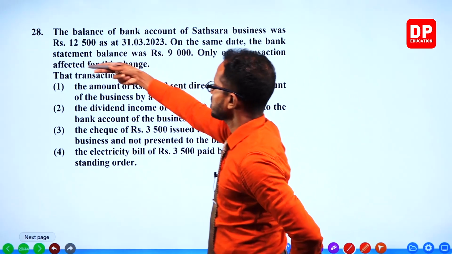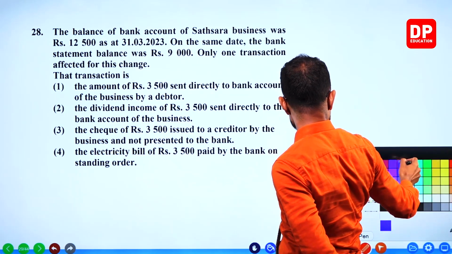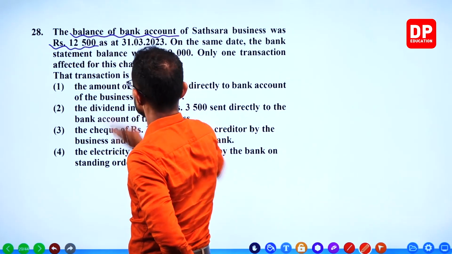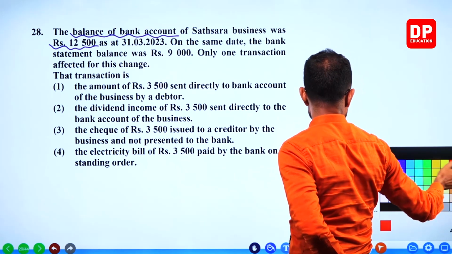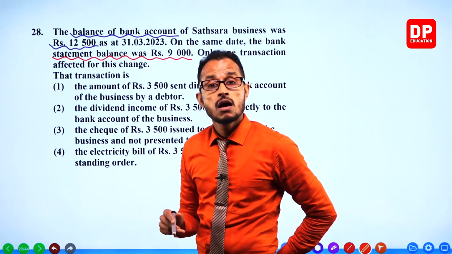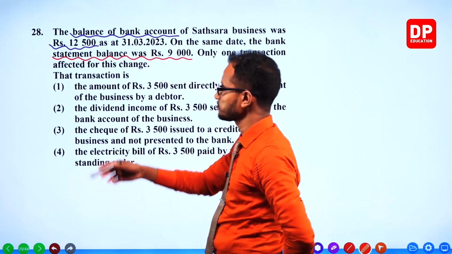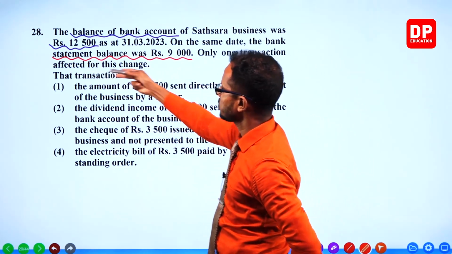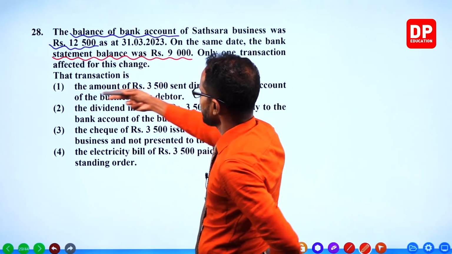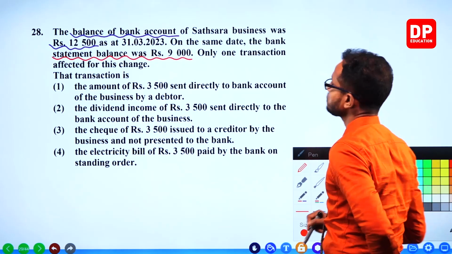On the same date, the bank statement balance was 9,000. So our bank account balance is higher. The business bank account balance is higher, but the bank statement shows a lower balance. What has happened there? Let's see. Only one transaction affected this change. That transaction could be an amount of 3,500. Let's take the difference first.